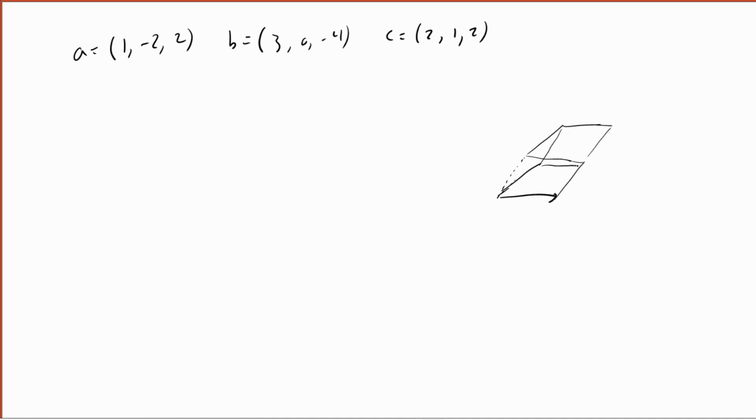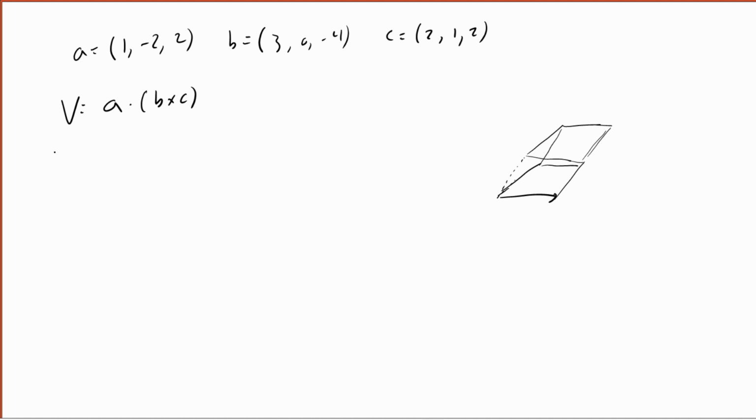Okay, that's about as good as it's going to get. It wants the volume of this. Well, the volume is going to be the triple product A dot B cross C. And it'd be the absolute value if you end up with a negative.